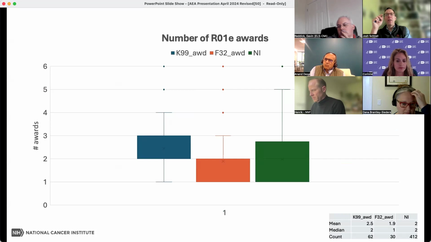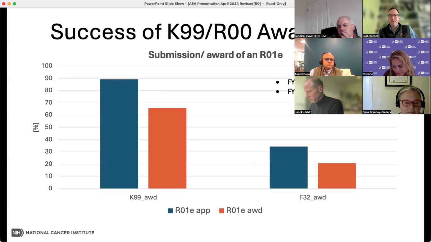Okay. And that doesn't mean the R00, right? No, it does not include the R00. Got it. Okay, great. Thanks. I'll move you now to, here you go.